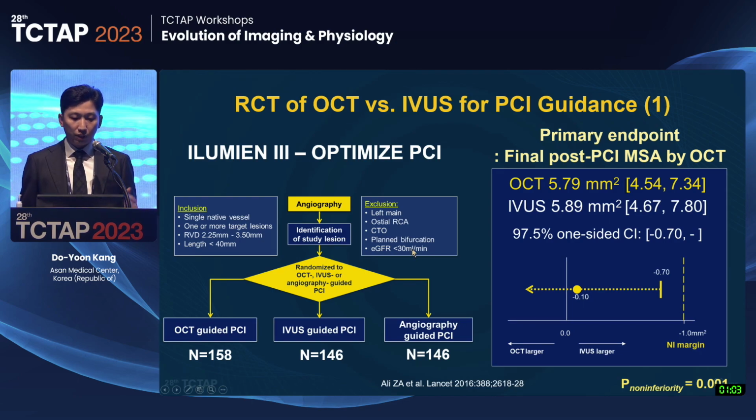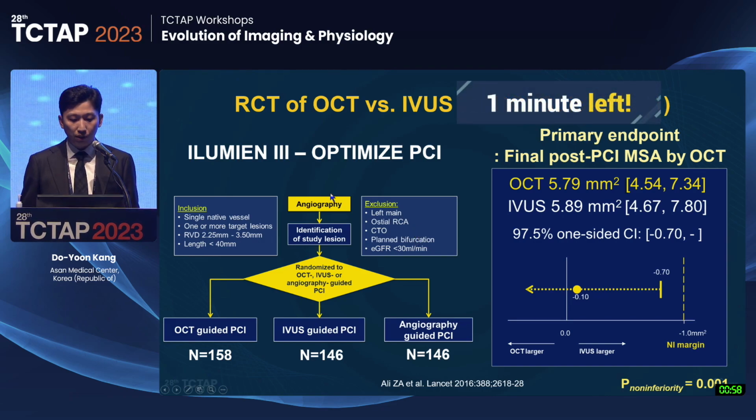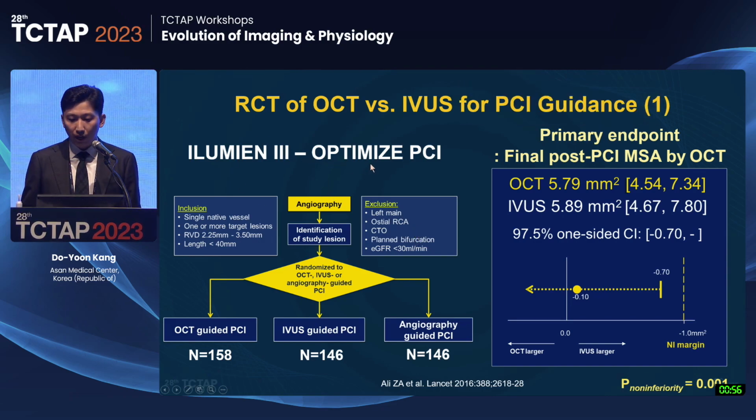Then there were 3 or 4 clinical trials that compared OCT versus IVUS. First is the ILUMIEN III trial. The primary endpoint of final post-PCI minimal stent area was non-inferior in OCT compared to IVUS.